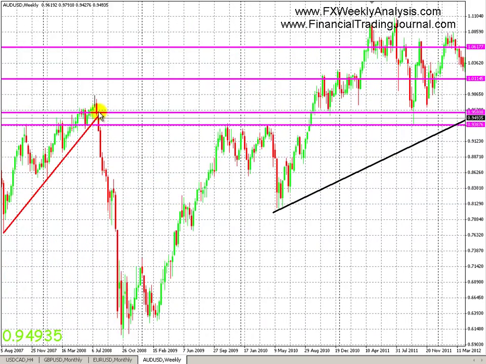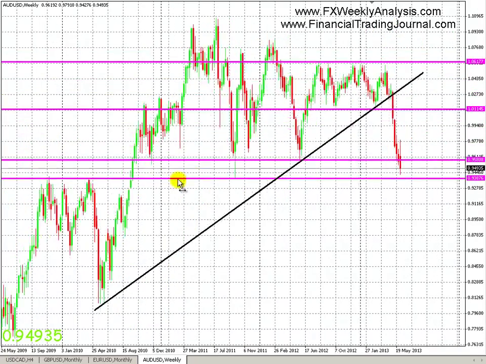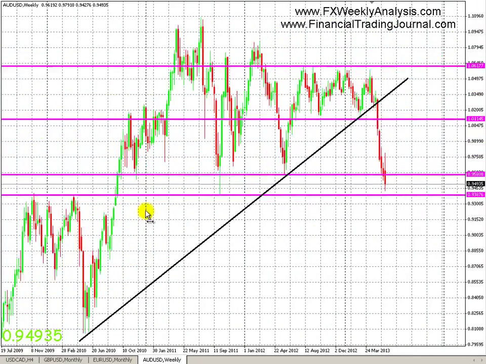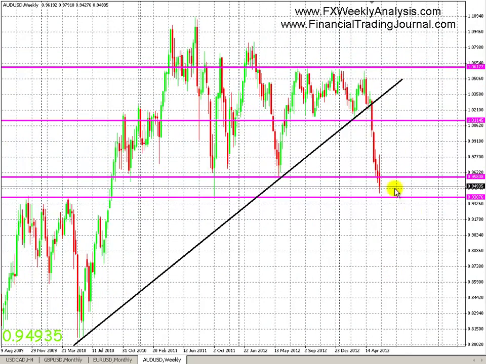This one you have 1, 2, 3, 4, 5, 6, 7, 8, and then green, and then it continues red again, 1, 2, 3. So we could be forming something like this over here, something similar here. If we break the 9.4 level, we could potentially do the same thing down there. So that's it for the weekly chart.